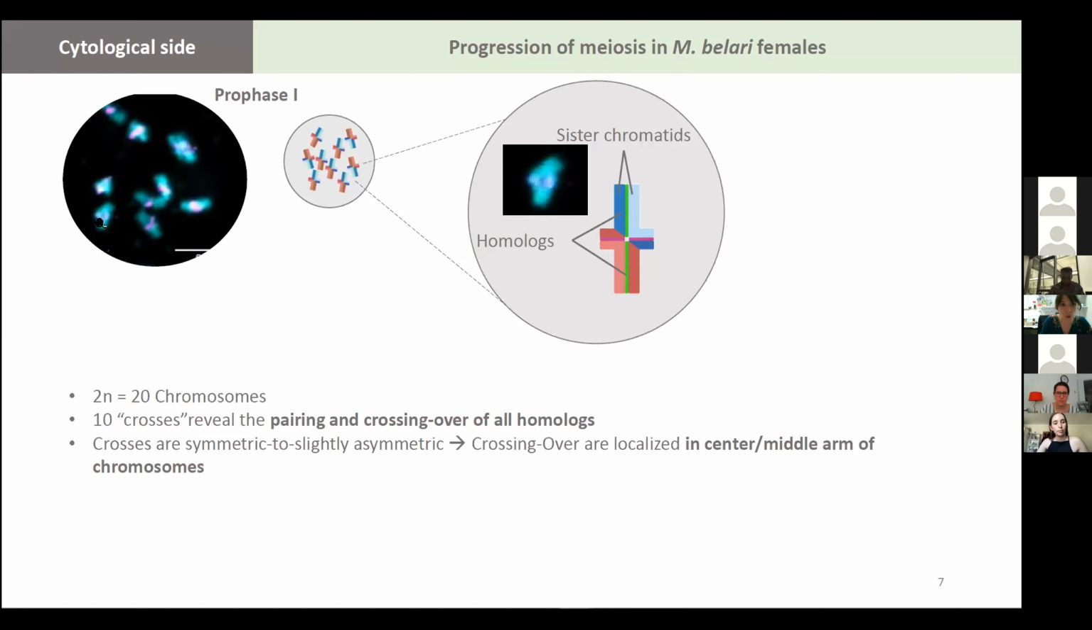Furthermore, these chromosomes have a cross-shaped structure, which is a manifestation of crossing over in the species. So to resume, in the species, all chromosomes are paired and all chromosomes recombine. Furthermore, if you take a look at these little crosses, you can see that they are slightly asymmetrical. This means that the crossing overs are localized in the center or in the middle part of each chromosome.